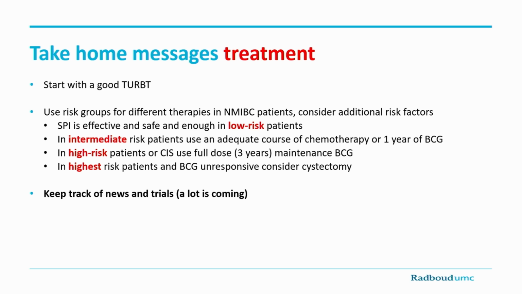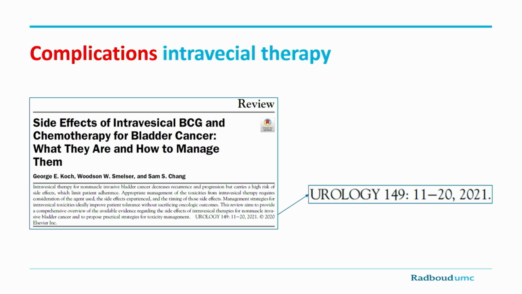Take-home messages for treatment, starting with the good TUR. Single instillation is effective and enough in low-risk patients. Intermediate risk patients, an adequate course of chemo or BCG, and maybe use the different risk factors. High-risk patients, or with CIS, full dose, maintenance BCG, and the highest risk patients consider, of course, cystectomy, and keep on track of the new trials.